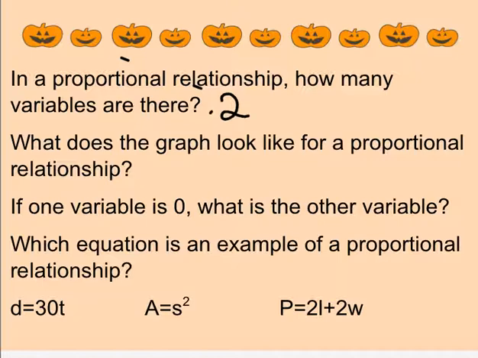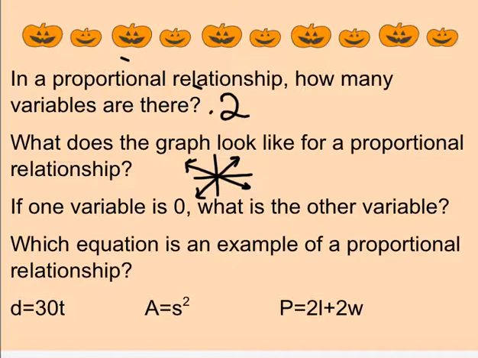What does the graph look like for a proportional relationship? Well, on a graph, we are looking for 2 things. We are looking that it goes through the origin and that it's a straight line, whether that's a straight line up like this, or maybe it's down like this, but regardless, it's a straight line through the origin.